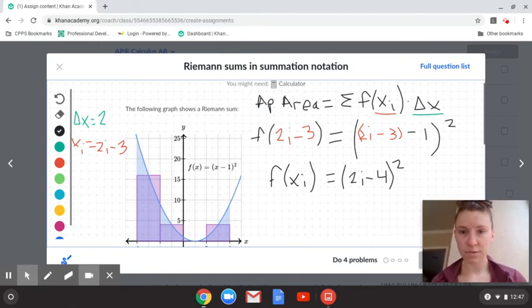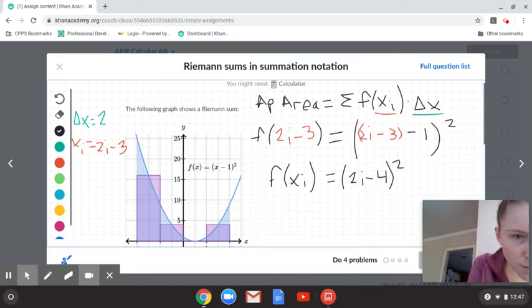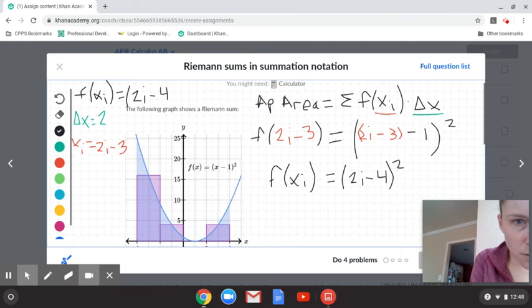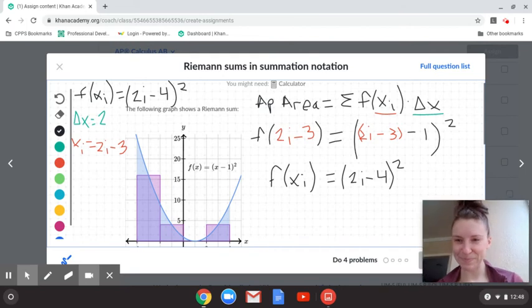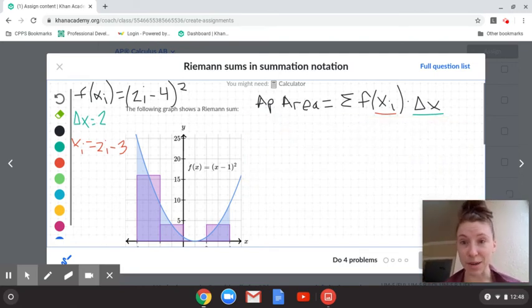Okay, so let's write that on the side as well. See if we have even room. Okay. Can I write it on the top? Let's write it on the top. F x sub I is equal to 2I minus 4 squared. Beautiful. Okay, so let's erase this business. Awesome. Now we just have to set up our summation, which we have our summation formula up here.